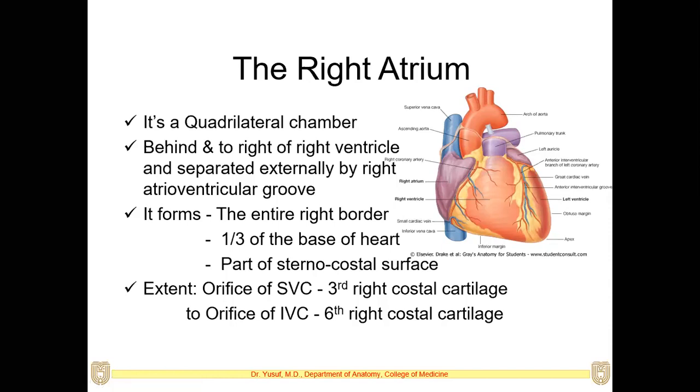Now, seeing the beginning and the end, as we already discussed, the right atrium extends from the orifice of the superior vena cava to the orifice of the inferior vena cava. Orifice means opening of the superior vena cava as well as the opening of the inferior vena cava into the right atrium. The orifice of the superior vena cava will be at the level of the third right costal cartilage, and the opening of the inferior vena cava will be at the right sixth costal cartilage. So this will be the extent of the right atrium.